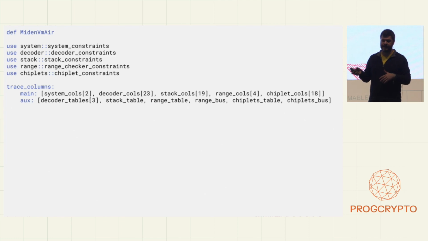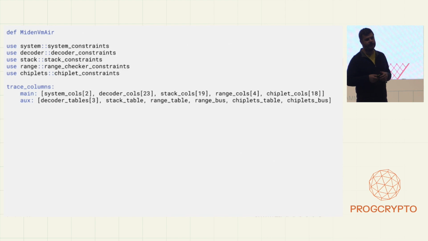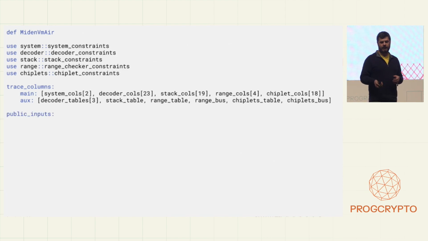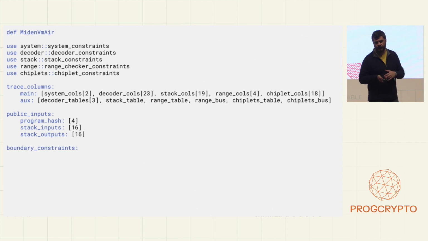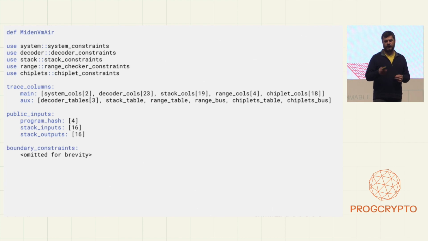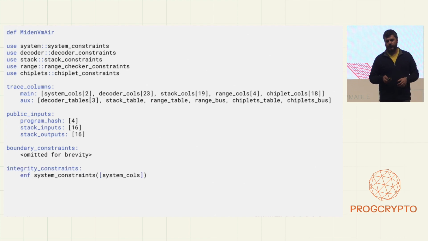There's an auxiliary trace, which is used for the permutation checks, as I mentioned. So it's a more complex system, and we need this auxiliary trace as well. Then we define our public inputs: the program hash, stack inputs, and a few other things. And then our boundary constraints, which I'm going to skip for now. And we have integrity constraints.